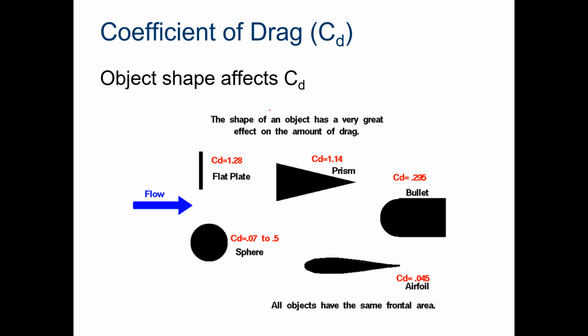An object's shape does really affect your coefficient of drag. Here you can see that we've got a flat plate, and they're telling us that the coefficient of drag is pretty high, 1.28, whereas a bullet is 0.295, or this airfoil right here has a 0.045. All the objects have the same frontal area, so that whole area on all of these is going to be equal. And so you can see how the shape of all of these different profiles actually does affect how it flows through the air.